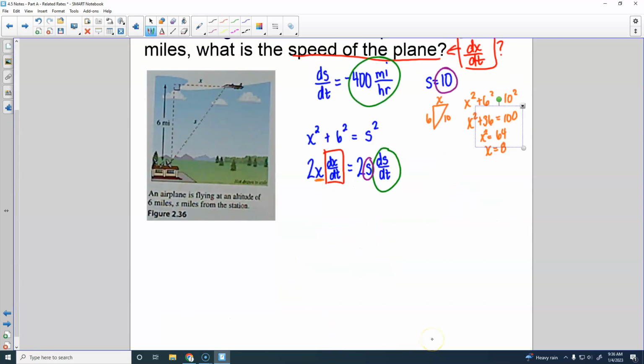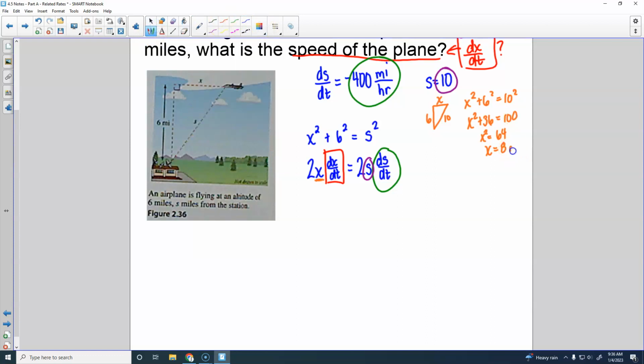So, let's plug everything in. We've got 2 times 8. We're not going to plug anything in for dx dt, because that's what we're trying to find. Oh, wait. I told you guys we were going to use units. I need to mean it. Let's use units. What is x measured in?